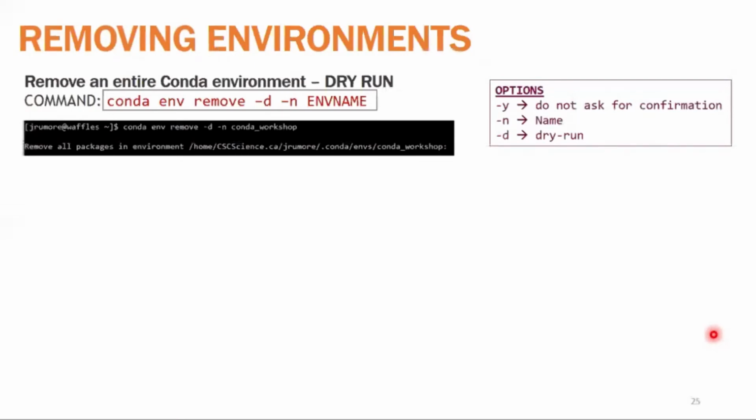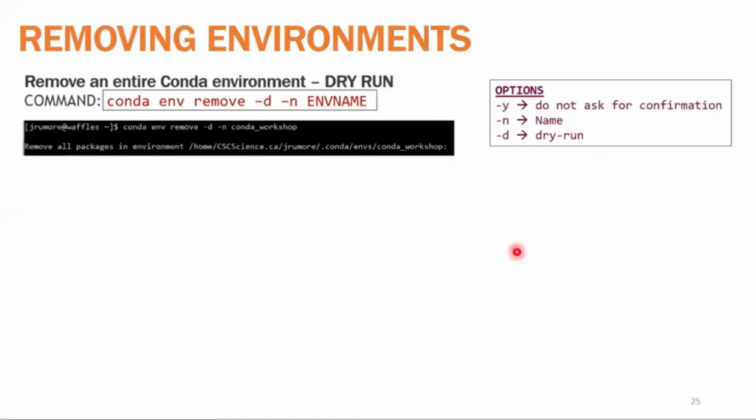Like removing packages, you also have the ability to remove environments. And again, this cannot be undone. So it is highly recommended to first do a dry run. And this is particularly important because environments can be quite elaborate and they can contain a number of different packages. To do a dry run, this can be achieved by running the conda env remove command with the -d option. Now, in the example shown in the slide, the command shows that it will remove the conda workshop environment without actually doing it.